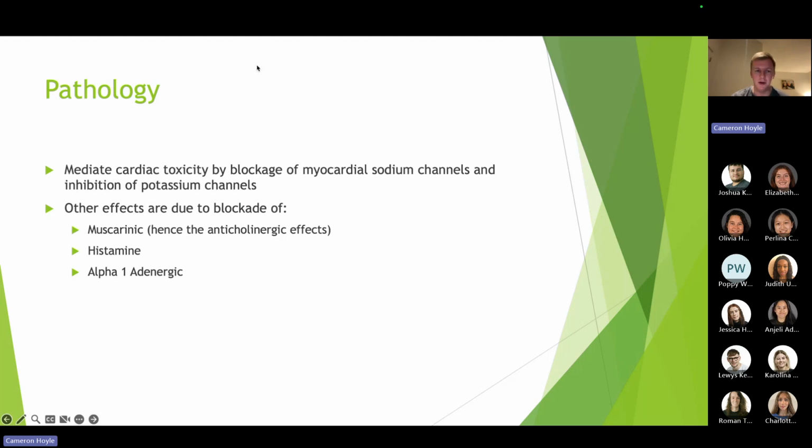Tricyclics are generally very, very toxic, and that's why we don't use them very often now. But they block sodium channels on the myocardium as well as the potassium channels. So that's where you get most of the toxicity from, this cardiac toxicity. The other effects that you will get, such as your muscarinic side effects, are less important from a toxicology side of things, but you will get those side effects.